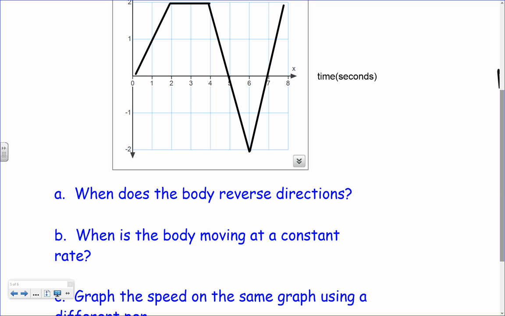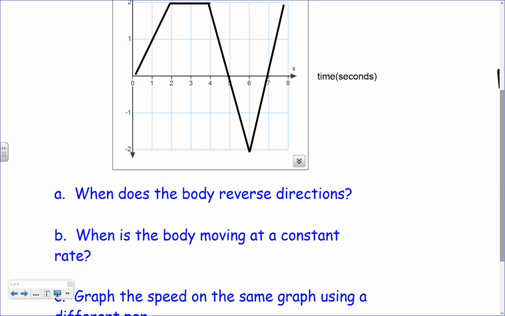And if we graph the speed on the same graph using a different pen, we're going to do that right now. Different color pen, we'll use the blue. It's the absolute value of this graph. So anything that's below the x-axis is going to get reflected over the x-axis and up. So there in blue is the speed graph.